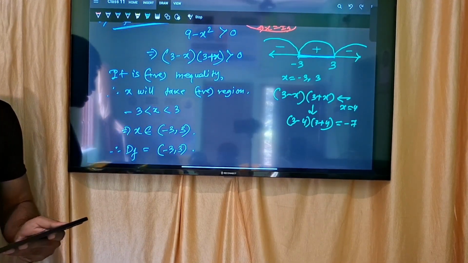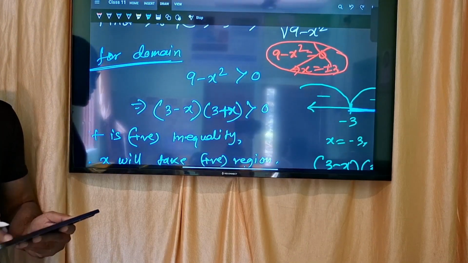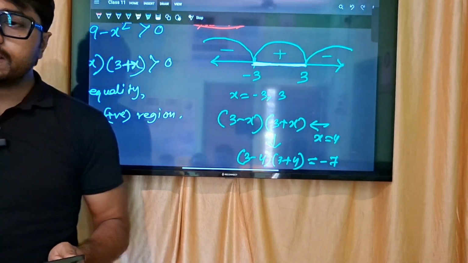So if I sum up all the conditions, when do we use this method of interval concept?